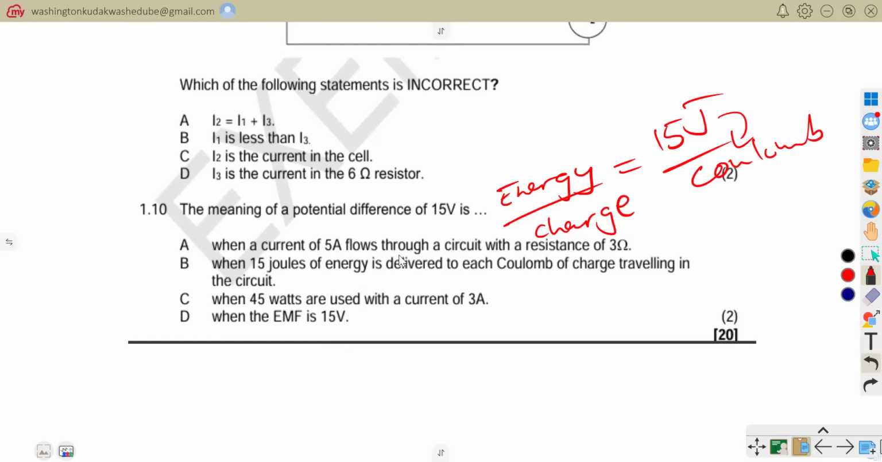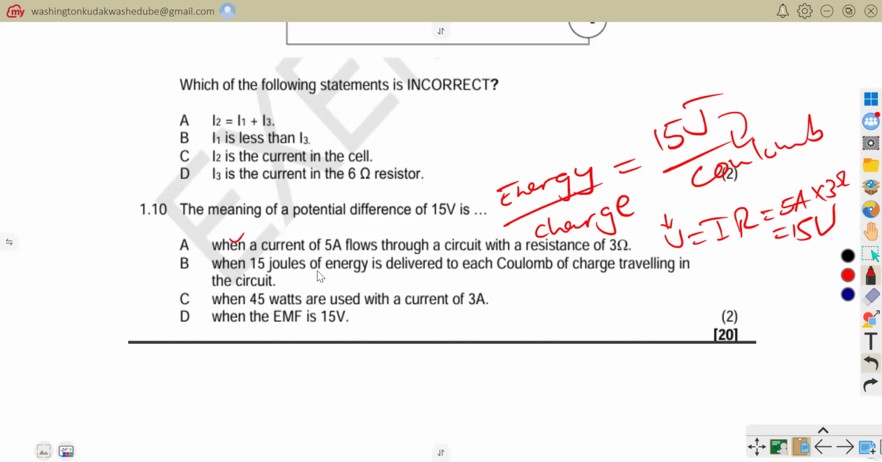When a current of 5 amps flows through a circuit with a resistor of 3 ohms, someone using Ohm's law would say this is correct, because this would be 5 times 3 ohms, which gives you 15 volts. But that is not the definition of potential difference. This is just how you would calculate voltage according to Ohm's law. That's not the definition of what potential difference means.